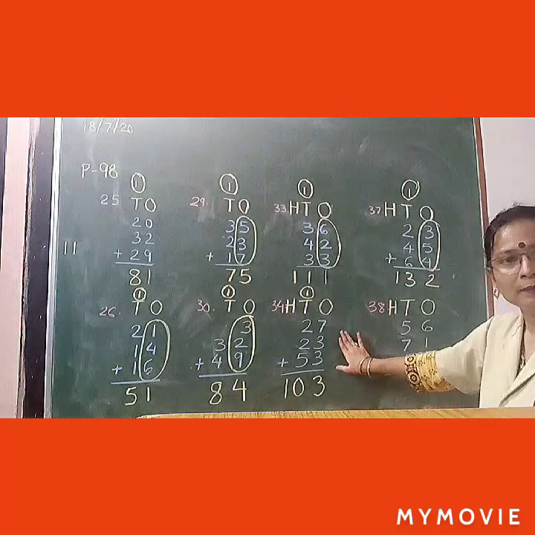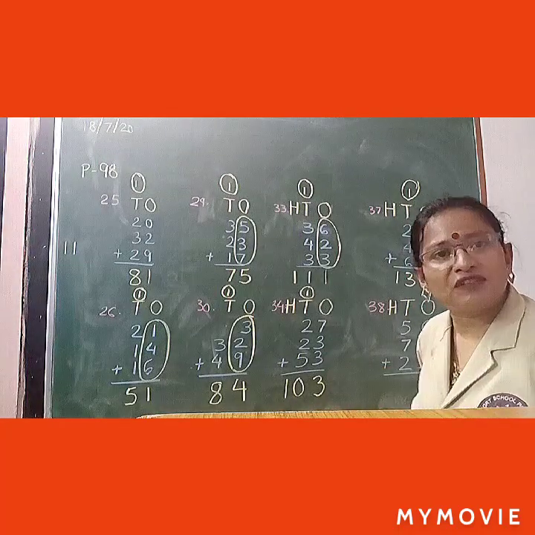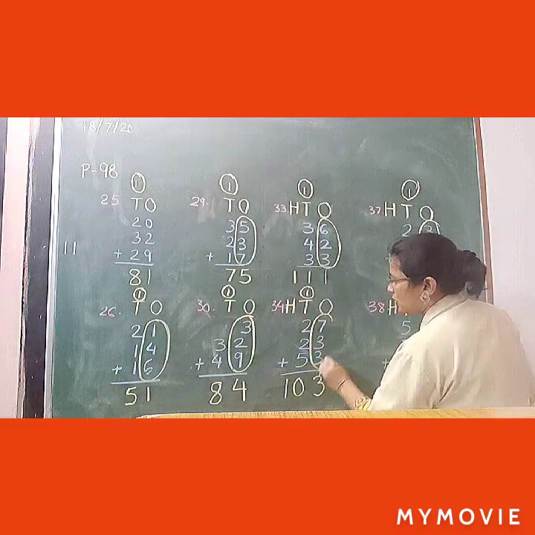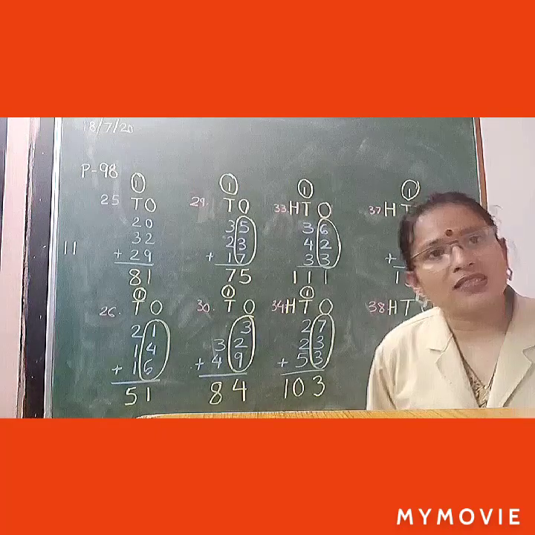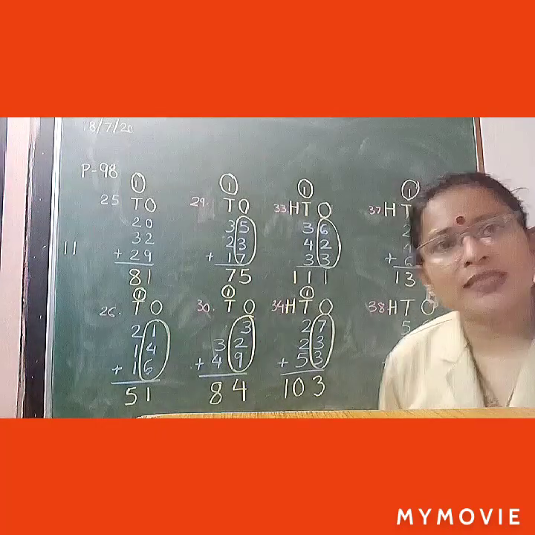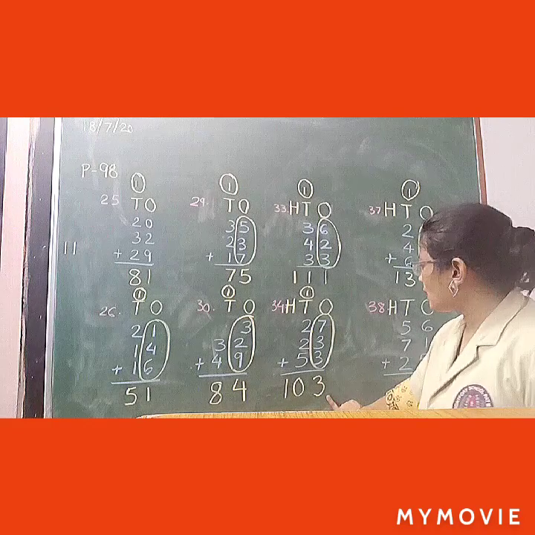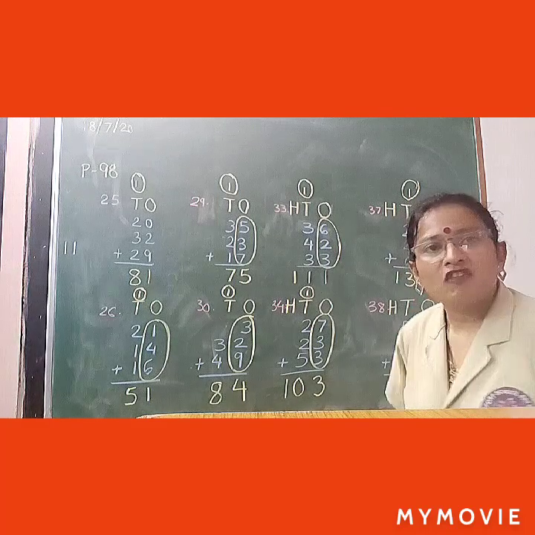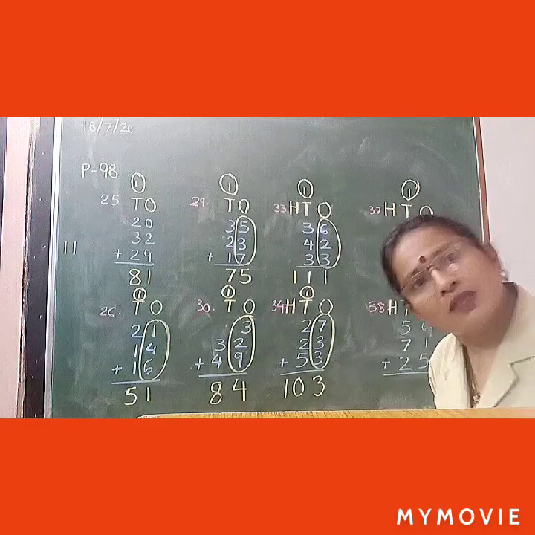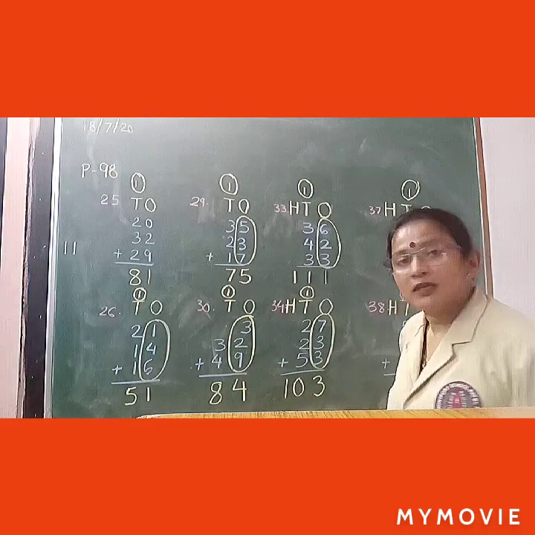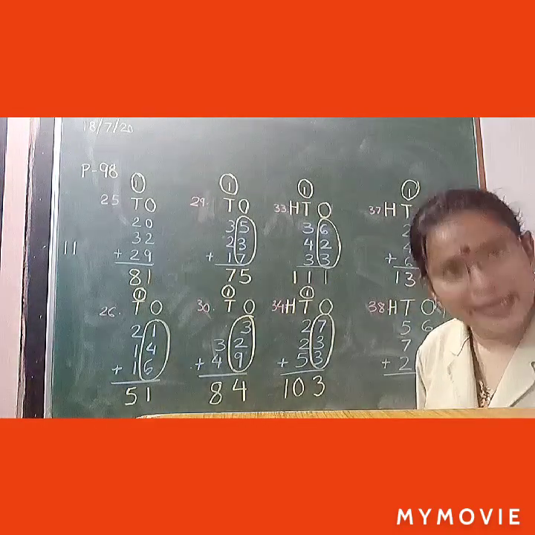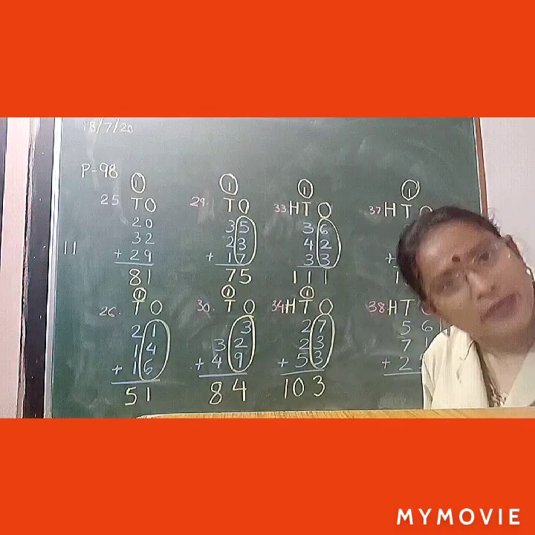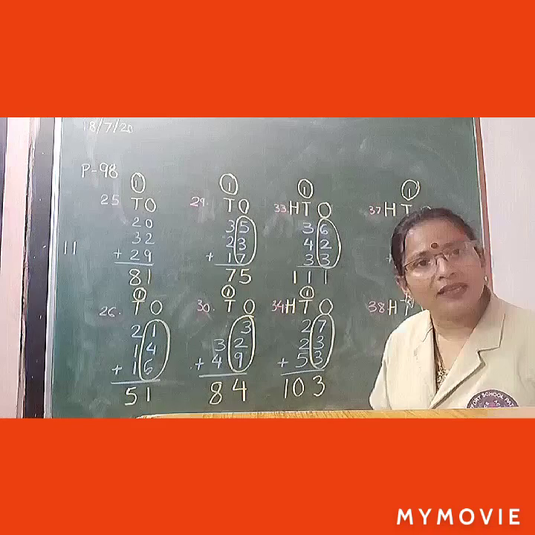Now come to the next sum. 27 plus 23 plus 53. Now we will again add 7 plus 3 plus 3. 3 plus 3 is 6. 6 plus 7 is 13. So 3 we will write here and 1 will be carried. 5 plus 2, 6, 7. 7 plus 2, 8, 9. And then the carried number, that is 1. 9 plus 1 will be 10. So the answer is 103.